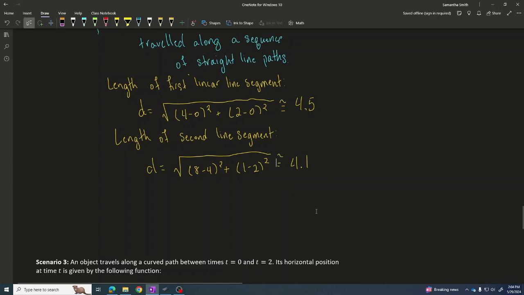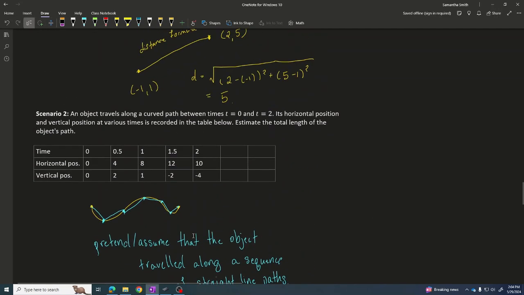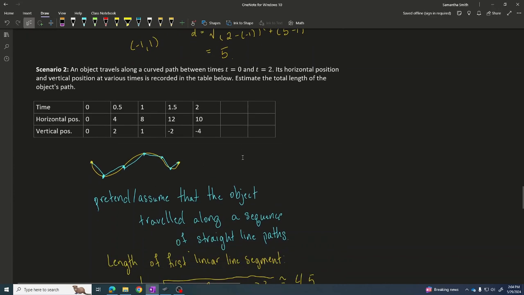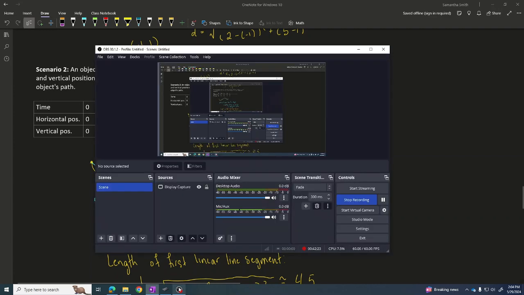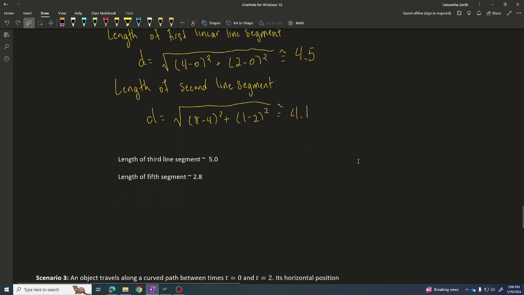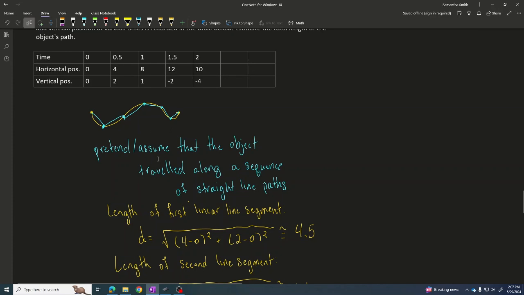Using similar assumptions and similar calculations, I can use the data in the table to calculate the lengths of any additional segments along this curved path. So let me do that off screen. Now that I've found the length of each of these individual line segments, the total length of the curve would be approximately equal to the combined length of each of these line segments. So 4.5 plus 4.1 plus 5.0 plus 2.8 would be an estimate for the length of this curved path. But visually we can see that approximating this path by 4, 5, 6 line segments is not going to give a very good estimate for what the path is actually doing.